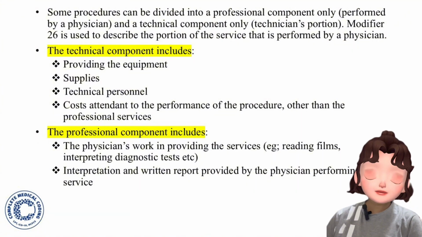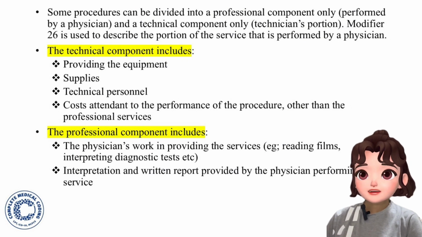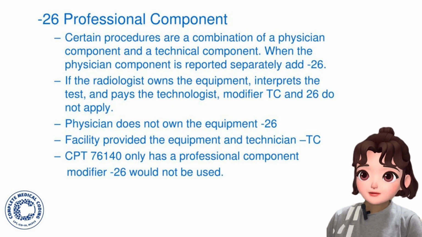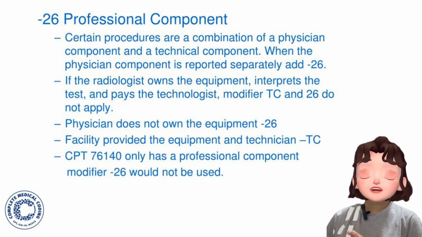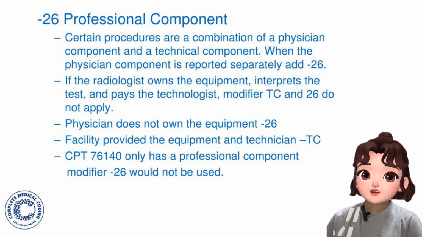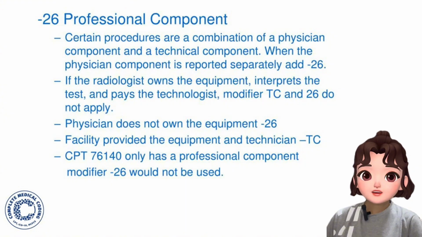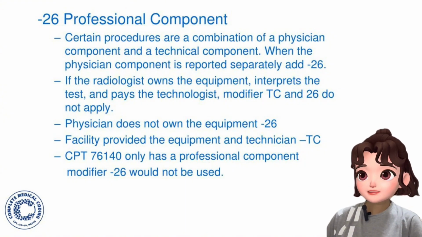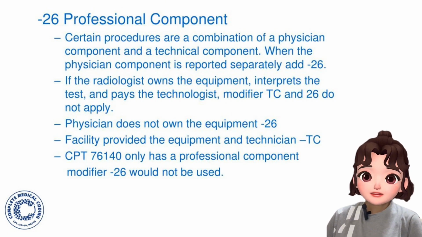For those who are new to this coding, you will find it a little difficult. For others, it will be easy. If you understand the concept, it will be easy. So modifier 26, professional component. Certain procedures are a combination of a physician component and a technical component. Certain services are a combination of both the technical component as well as the professional component. When the physician component is reported separately, you have to add 26.